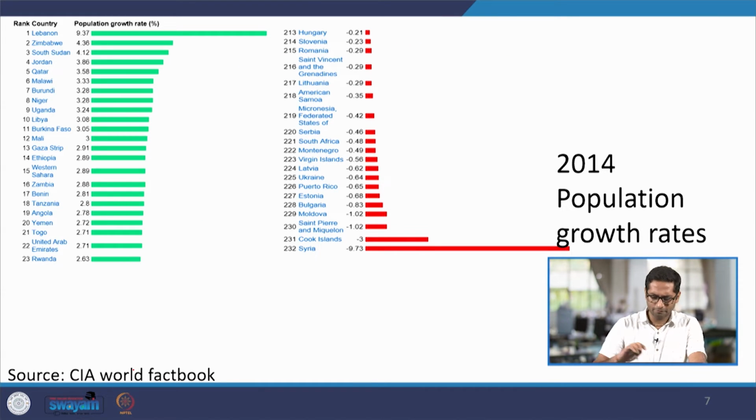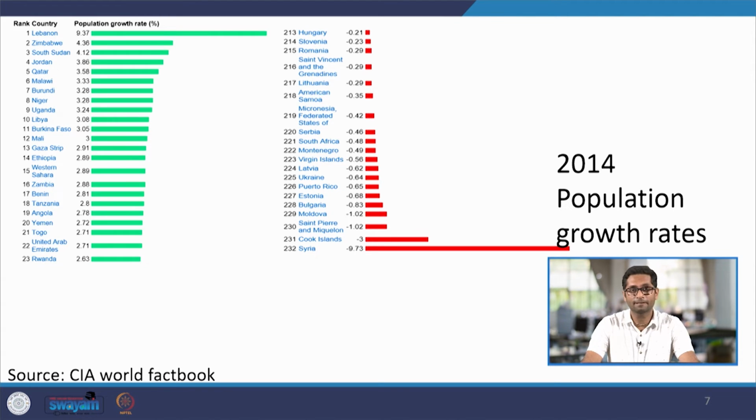Then of course, we also understand that different countries would have very different population growth rates. Normally a fertility rate of 2.1 is projected to be a fair rate for the population to be stable, but we see that there are countries on the left hand side that have very high growth rates, and there are also countries on the right hand side which have almost negative growth rates.